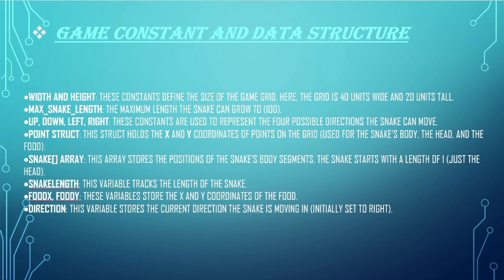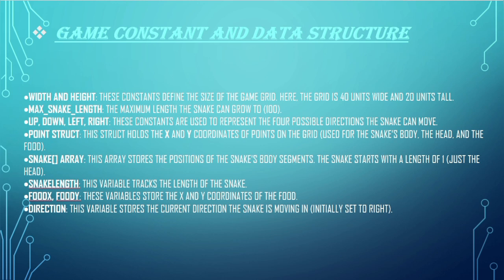Hello everyone, myself Archit Johri, and I am going to tell you about the game constants and data structures of the snake game. So first, let's talk about width and height. These constants define the size of the game, and here we are taking the grid of the game as 40 units wide and 20 units tall. The second one is maximum snake length. The maximum length the snake can grow is 200 units.